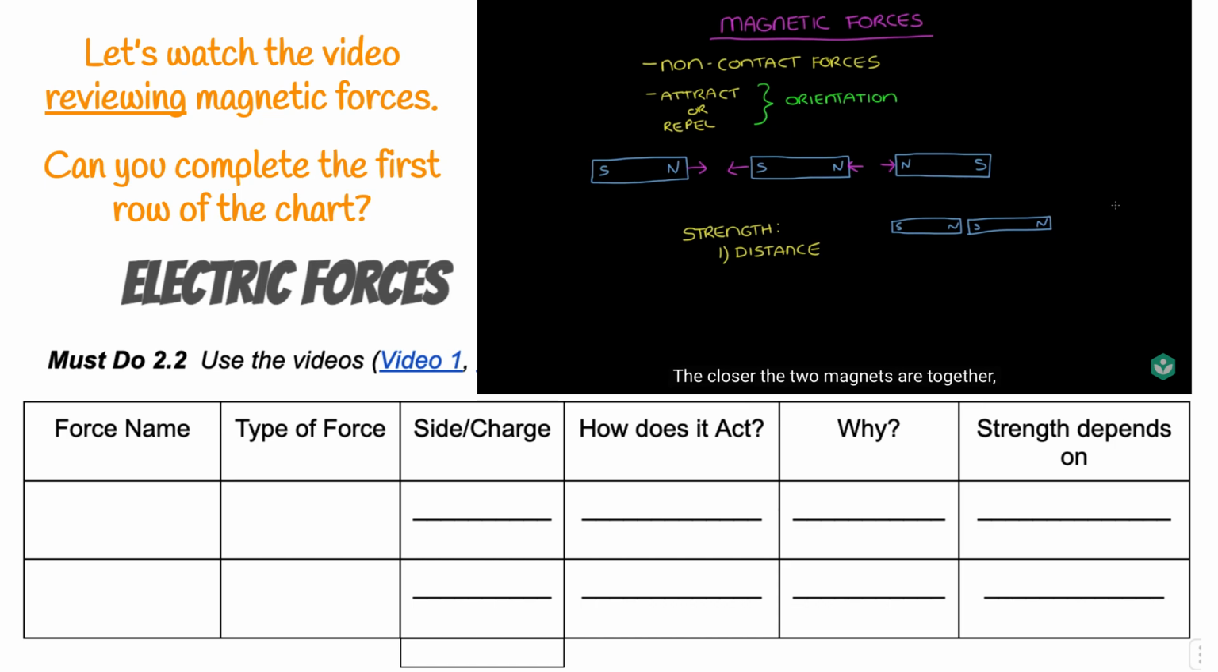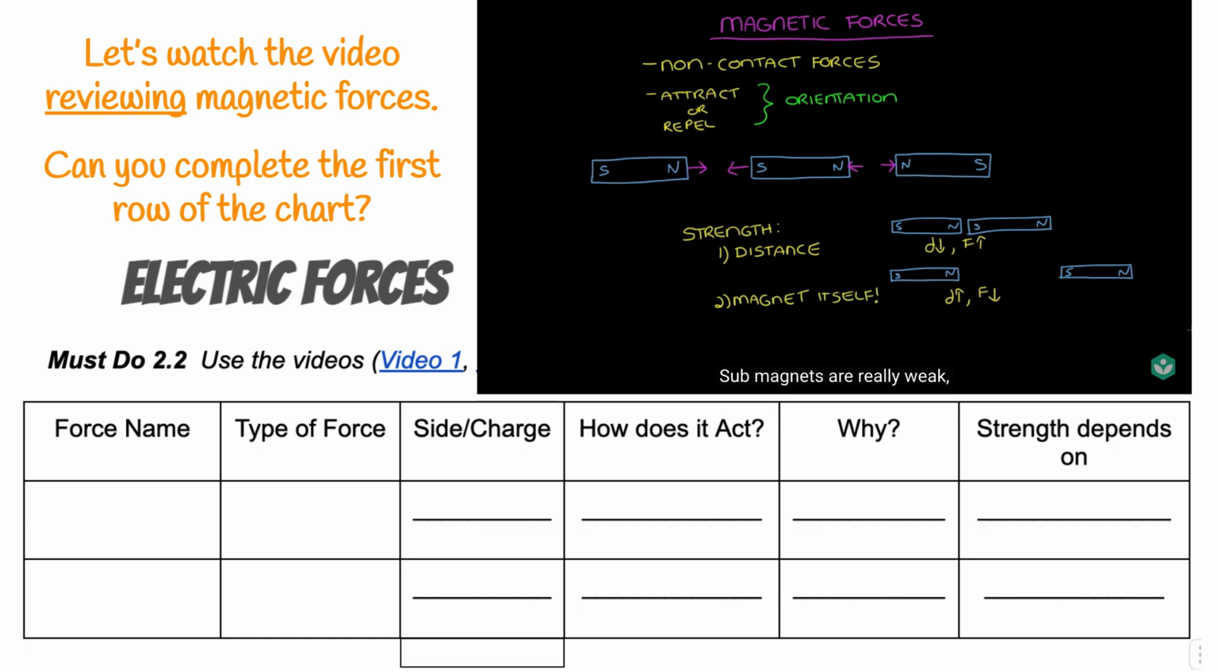The closer the two magnets are together, the stronger the force between them. So, as the distance decreases, the force increases. But the farther away they are, the weaker the magnetic force is. So, distance increases, force decreases. The other big factor that affects how strong a magnetic force is, well, the magnets themselves.